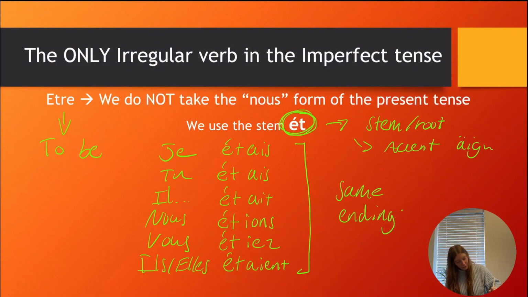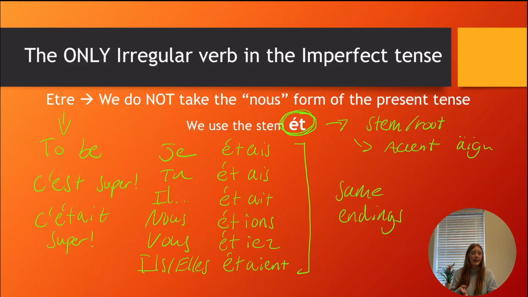There's something else I'd like to add here as well. So in the present tense, when we're saying it is, we say c'est, right? So we say c'est in the present tense. C'est super, it's super. In the past, what we do is we say c'était super. So we use the imperfect tense to describe how something is in the past. And what we're doing here, we're using this form of été, so AIT ending, okay? C'était, that's all it is. C'était means it was in the past, right?